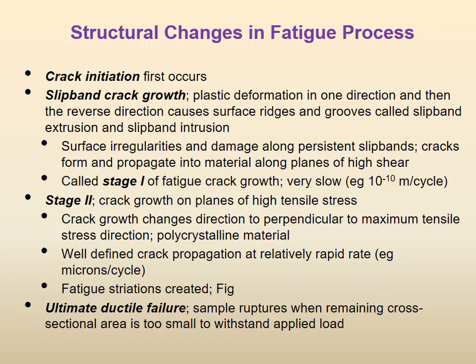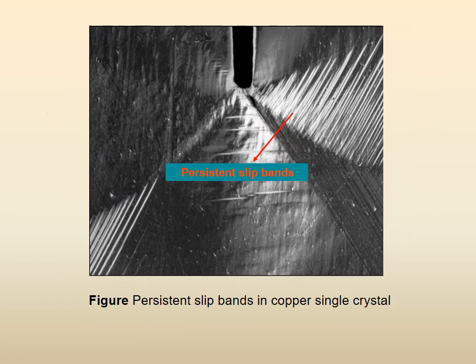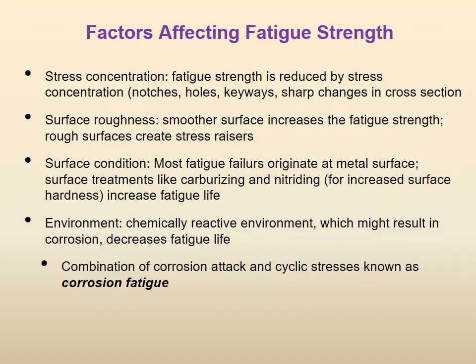Then we started discussing the structural changes that happen during the fatigue process: crack initiation, slip band, crack growth, also known as stage 1 fatigue crack growth, stage 2 crack growth, and ultimate ductile failure. We showed you a picture, a micrograph. We then discussed the factors that affect the fatigue strength of a material: stress concentration, surface roughness, surface condition, which means nitriding, carburizing, and those types of surface improving operations, and the environment, which can cause corrosion and corrosion fatigue.